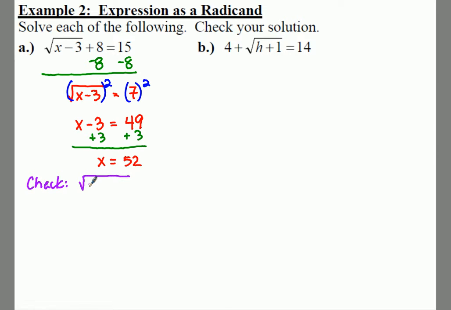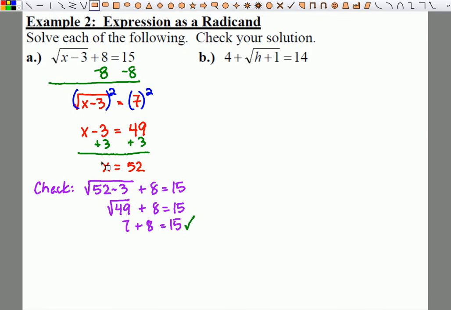So we're going to say the square root of 52 minus 3, plus 8, equals 15. So 52 minus 3 is radical 49, plus 8, is equal to 15. So the square root of 49 is a 7. So does 7 plus 8 equal 15? Last time I checked, that would be correct. So x equals 52 actually works for your answer.